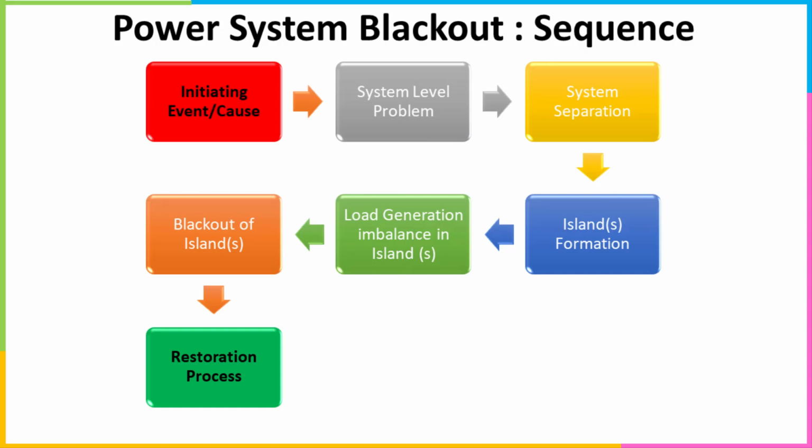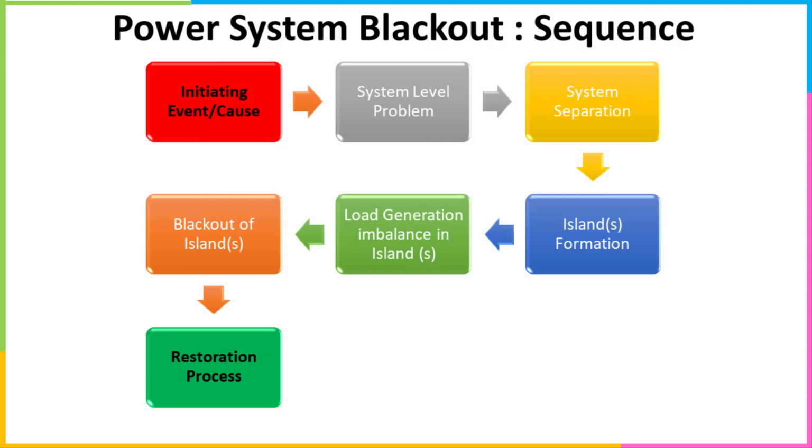Then, what is the sequence of a power system blackout? If such a thing happens, what is the sequence? So now we are coming to system blackout. What is the sequence that it follows? First is the initiating cause. Whatever the initiating cause is, it can result in a system level problem. And with the system level problem, if adequate actions are not taken, then it can result in a system separation.